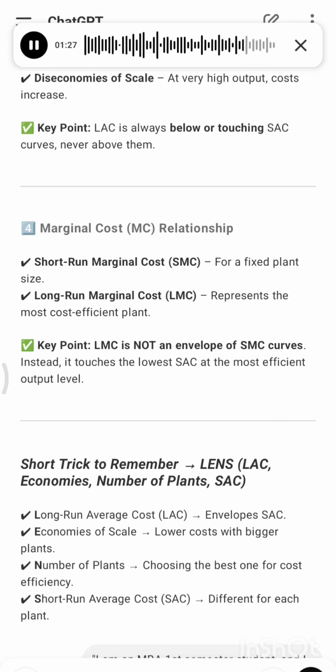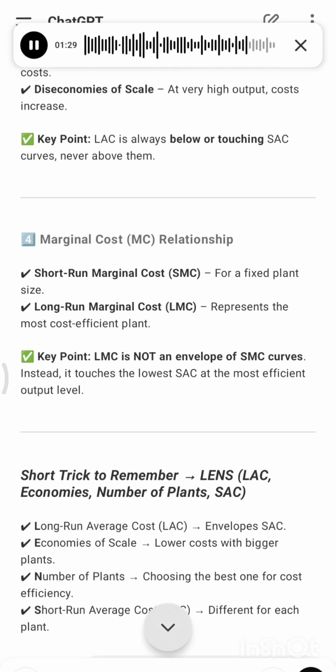Short trick to remember: LENS. L, long-run average cost, envelope of SAC. E, economies of scale, lower costs with bigger plants. N, number of plants, choosing the best one for cost efficiency. S, short-run average cost, different for each plant.